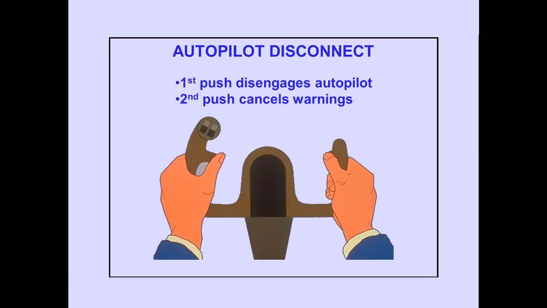Other autopilot controls are the disengage switches on the control wheels. Autopilot disengagement is normally accomplished by pushing either control wheel disengage switch twice. The first push disengages the autopilot, and the second push silences disengage warnings, though the aural warning will still sound for 1 second.